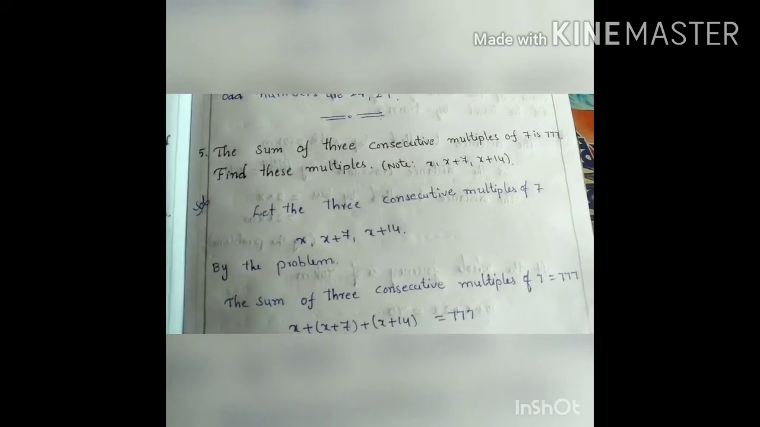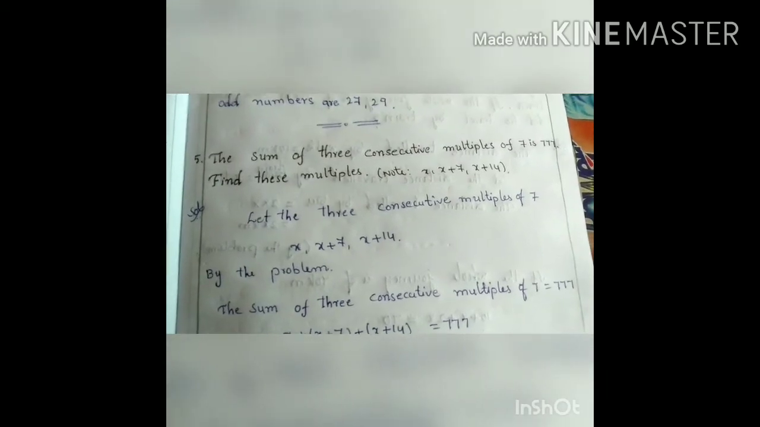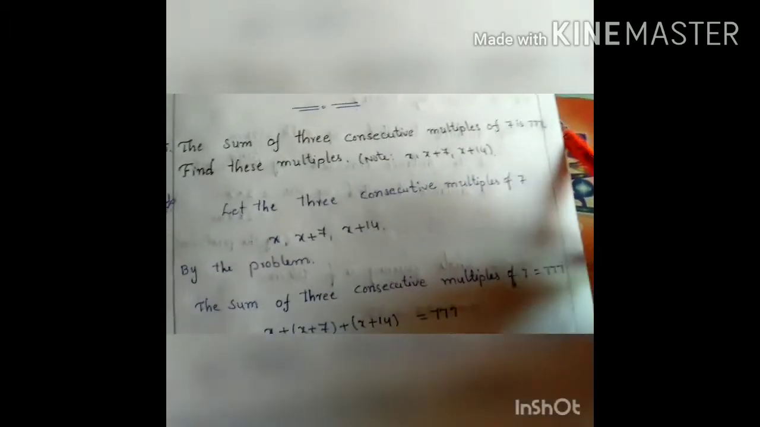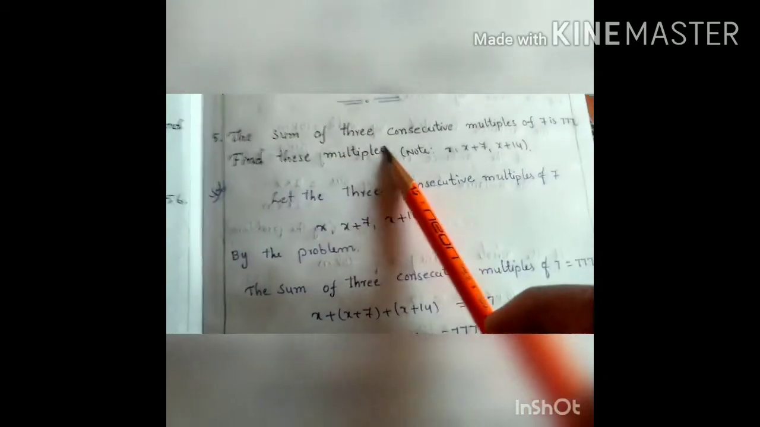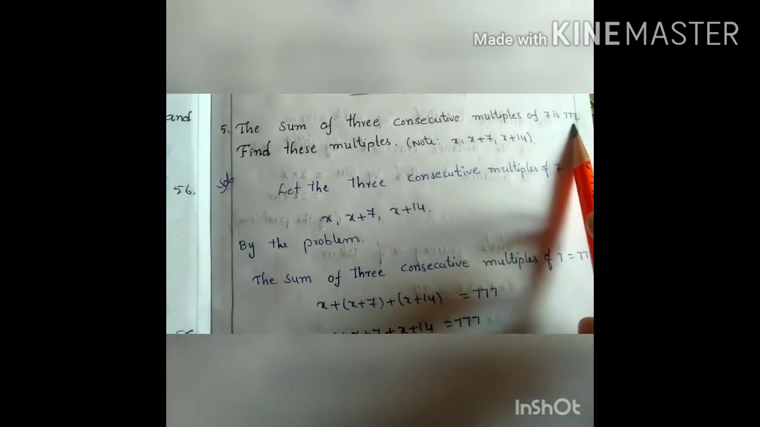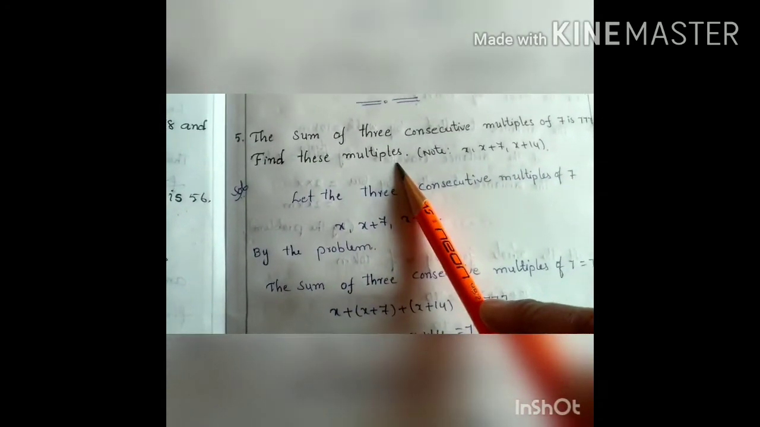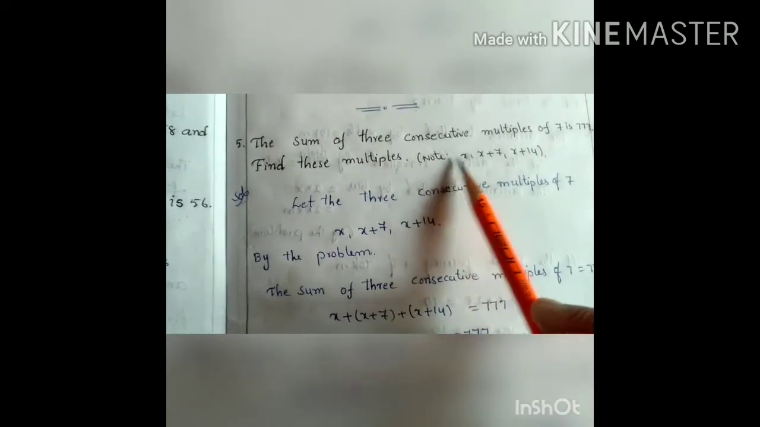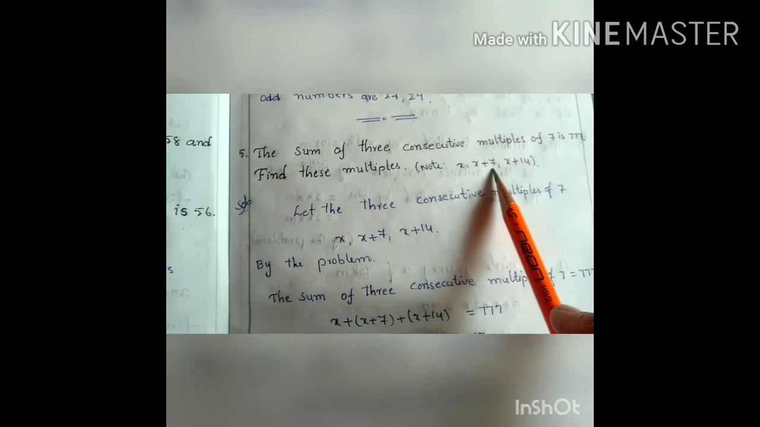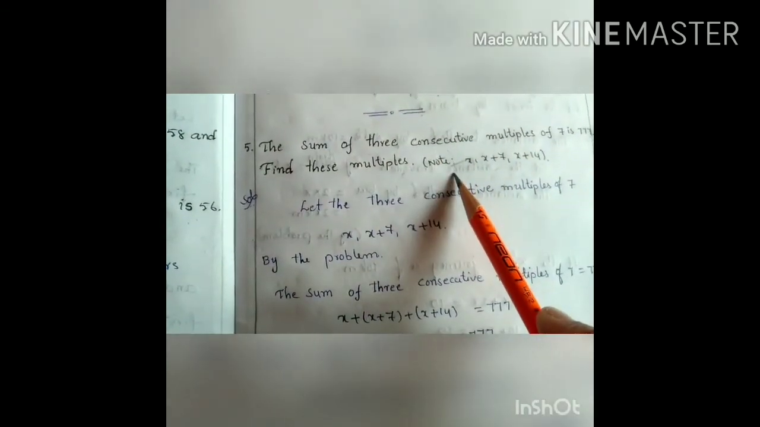The sum of three consecutive multiples. You know multiple is multiplication. The sum of three consecutive multiples of 7 is 777. Find these multiples. Here three consecutive multiples are given. 1, 2, 3. Here three consecutive multiples are already given.